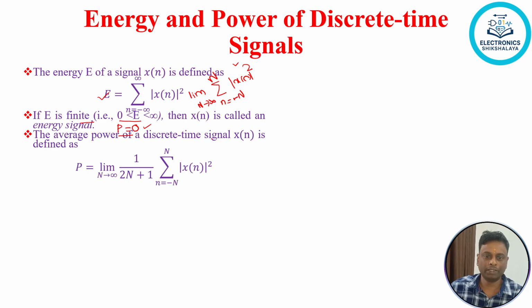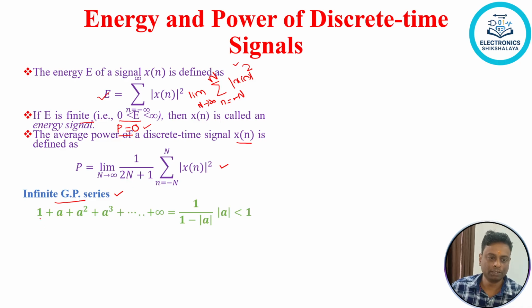Next is the formula for finding the average power of a discrete time signal. Actually, this formula will be useful for calculating the energy and power of a discrete time signal. For an infinite GP series, the formula is like this: 1 plus a plus a square up to infinity will be 1 upon 1 minus a, provided that a is less than 1. Similarly, if a is greater than 1, the value is infinity.